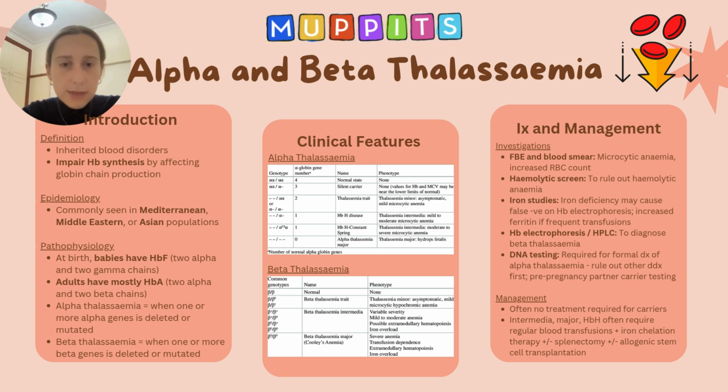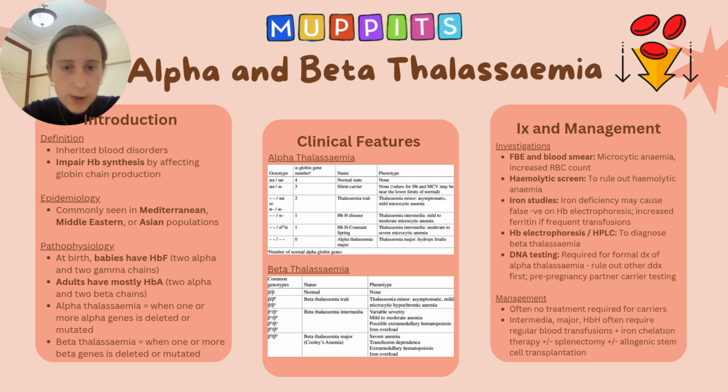Thalassemia trait is when there are 2 deletions of the alpha gene. This is most likely going to be asymptomatic, but you're probably going to get a bit of a microcytic anemic picture. So I guess so far the takeaway is that thalassemia is associated with a microcytic picture.